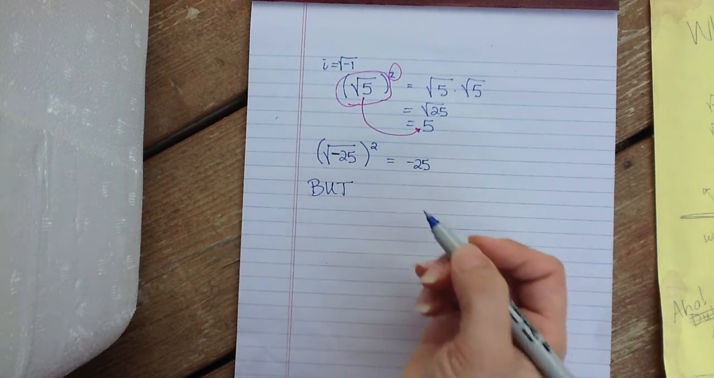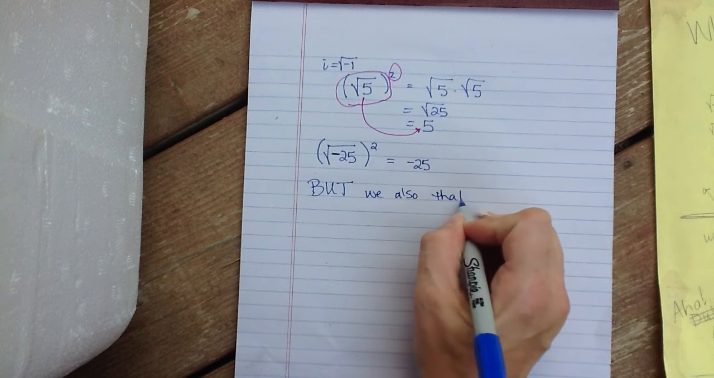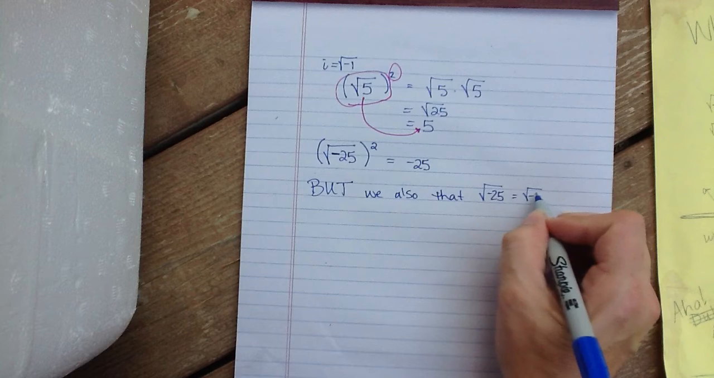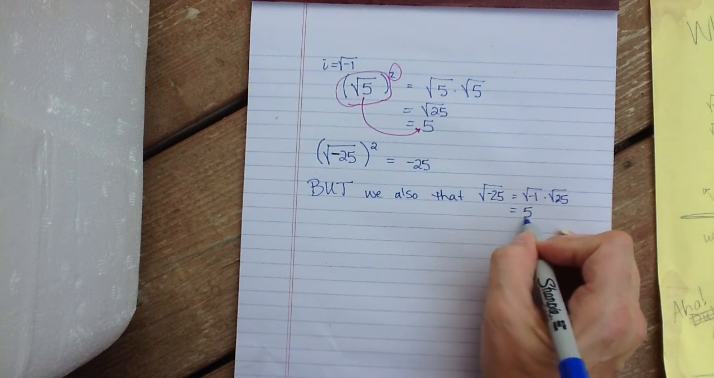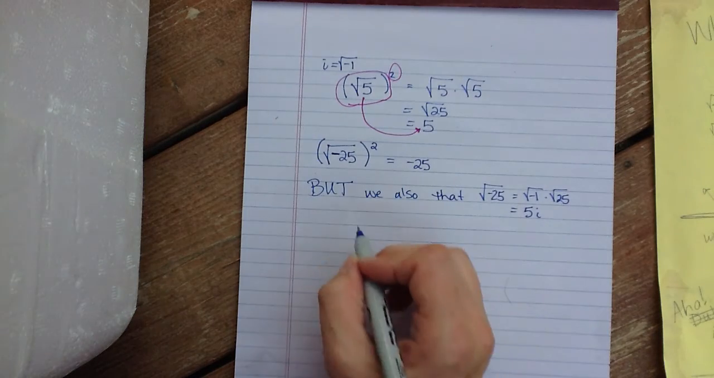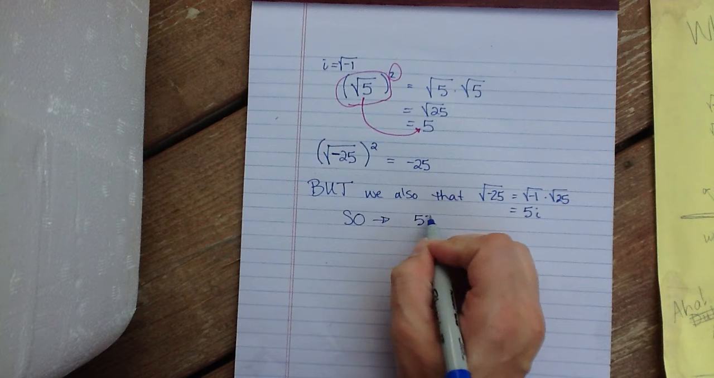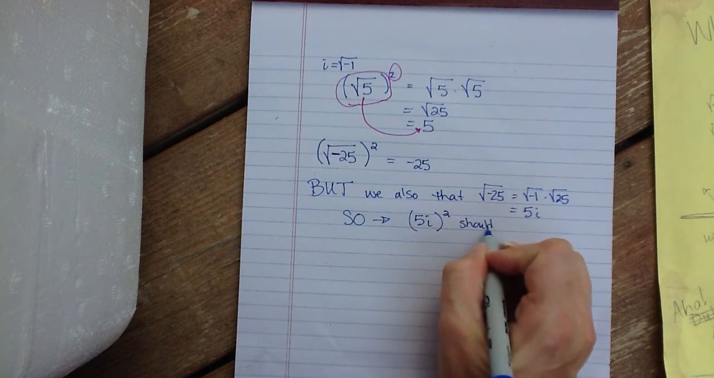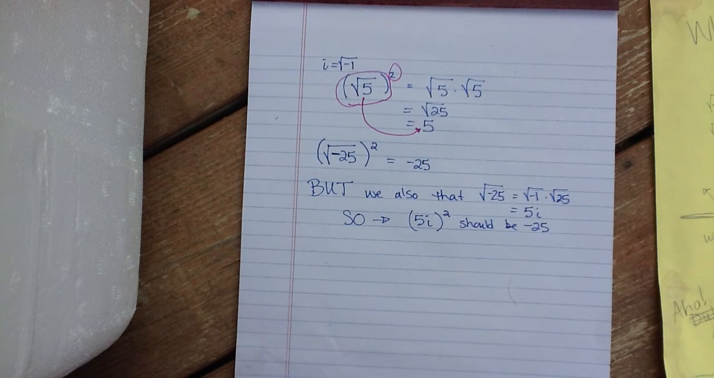But we also know that the square root of -25 would simplify to the square root of -1 times the square root of 25, which would be 5i. So it follows that 5i squared should be -25. So let's see how that works.